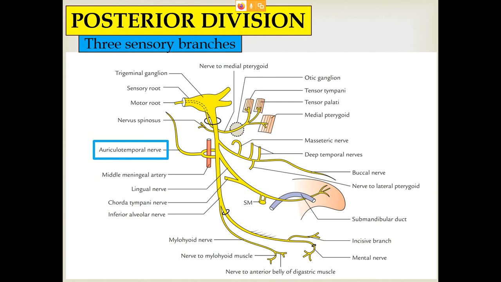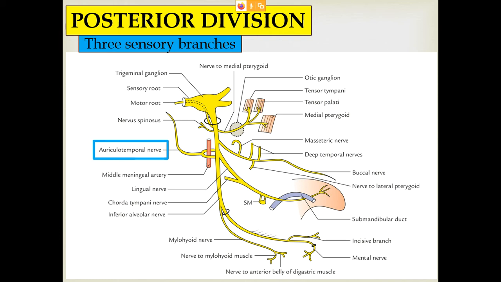So remember, the auriculotemporal nerve runs upwards. It has two roots, and the two roots embrace the middle meningeal artery. It provides the branches: the auricular branch, superficial temporal branches, articular branch, and parotid branches. These are the branches coming from the posterior division.